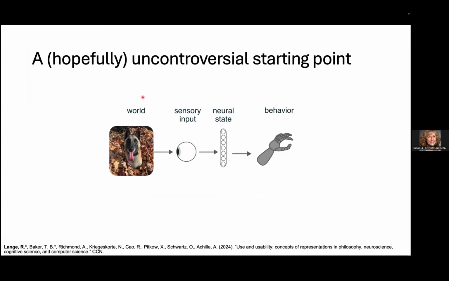So we needed some common ground to start with, right? And the common ground we started with is that we're talking about neural systems, and we're talking about primarily perceptual systems right now. And so when we talk about neural representation, we mean there's some process where the world goes through sensory input, gives rise to some internal neural state, and that eventually gives rise to some behavior, like see a dog, pet a dog, right? Mediated by the neural activity.